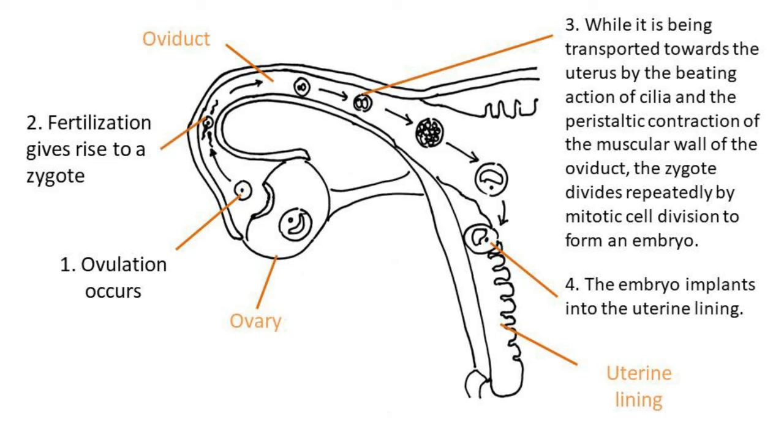Development of the embryo and fetus. Implantation. After fertilization, the zygote is transported down the oviduct to the uterus. During the journey, it divides repeatedly by mitotic cell division to form a ball of cells called an embryo. After reaching the uterus, the embryo embeds itself into the thickened uterine lining, and this process is called implantation. It occurs about 7 days after fertilization and marks the beginning of pregnancy.